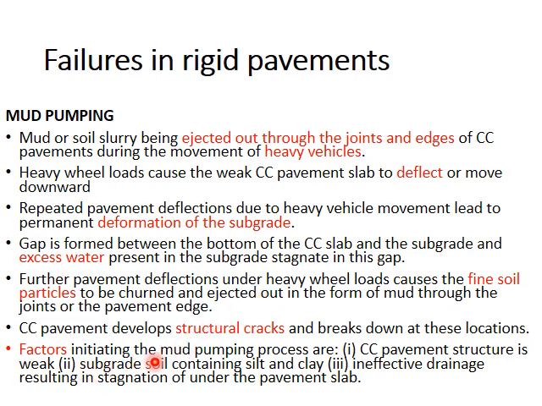Okay, factors initiating the mud pumping process are weak pavement structure, that is the cement concrete slab is weak, then subgrade soil has small fine particles which can be easily mixed with water, and ineffective drainage, that is the water on the pavement surface is not drained off but percolates through the slab or the top layer or the surface layer and gets accumulated in the gap in the subgrade layer.